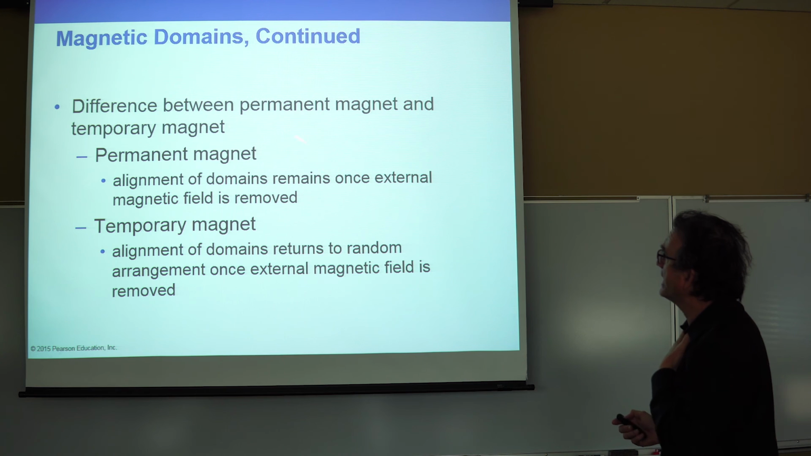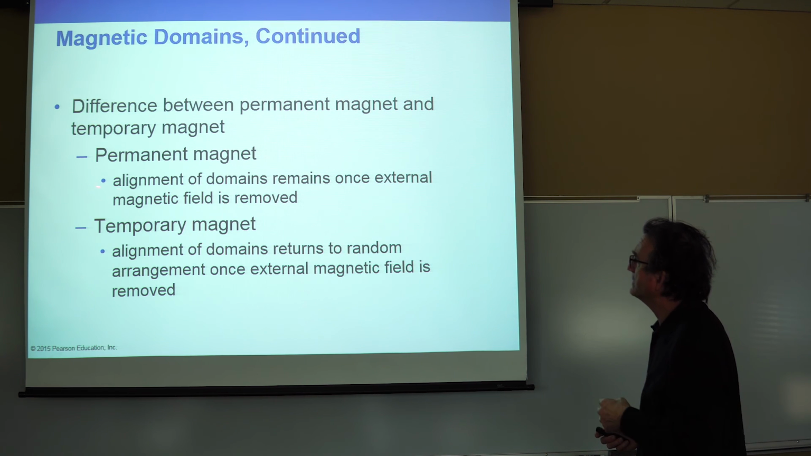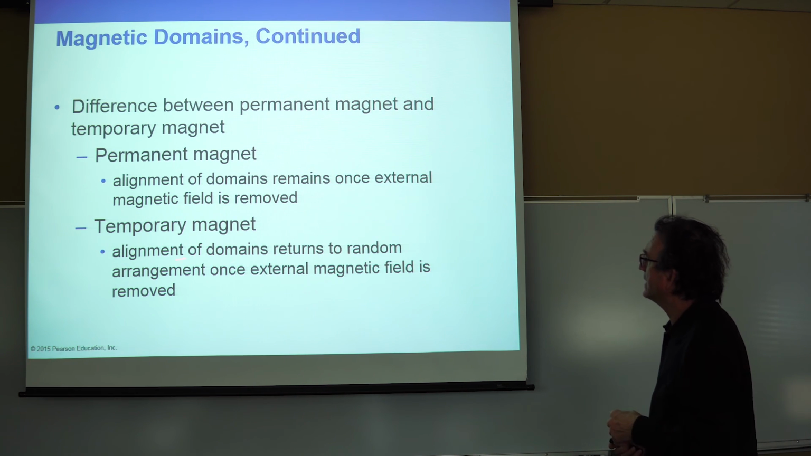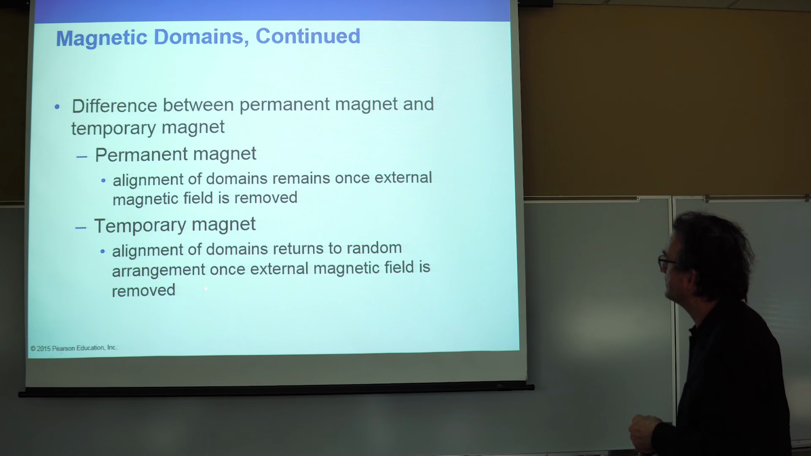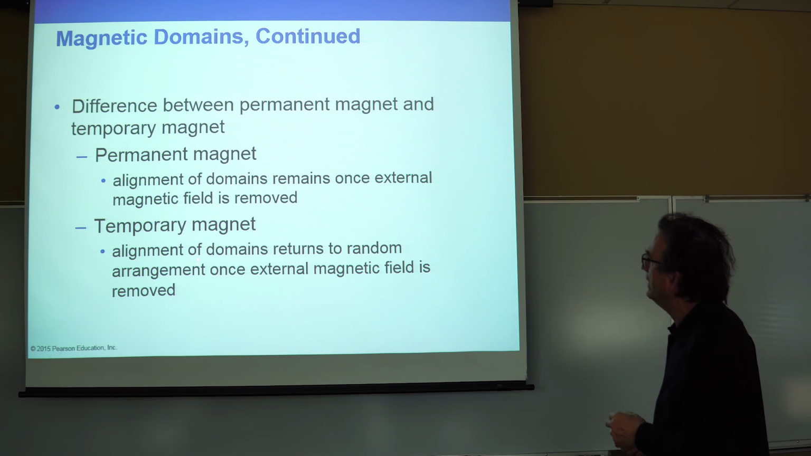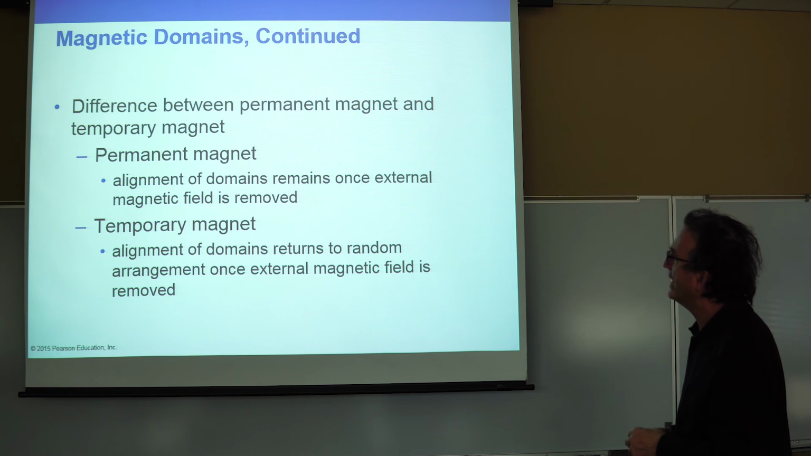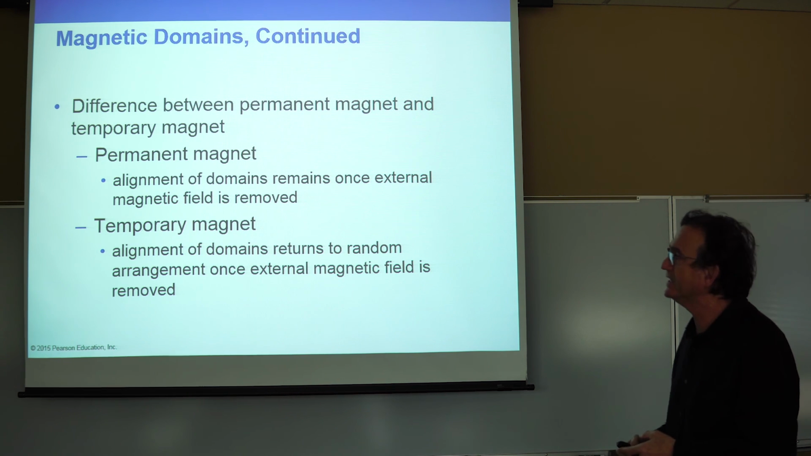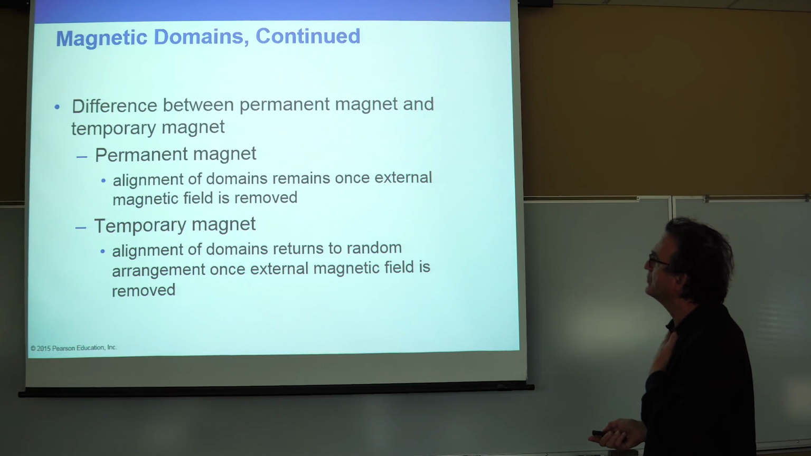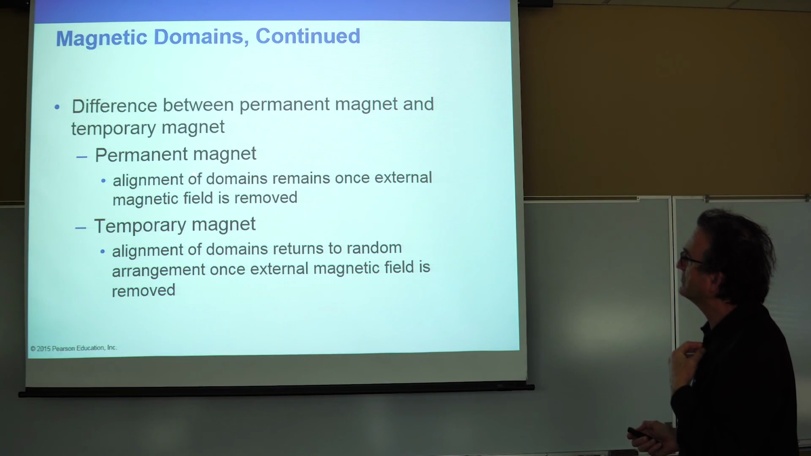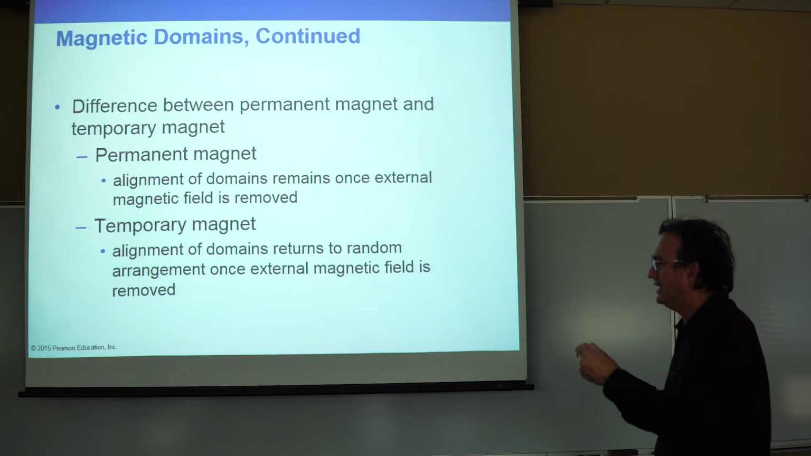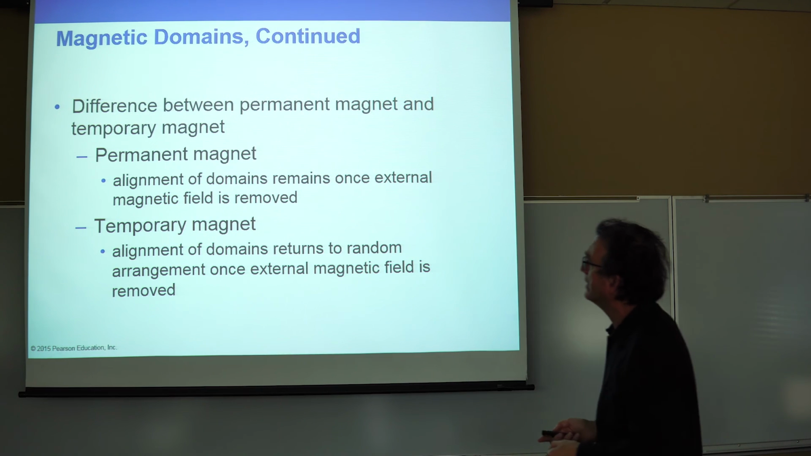There are differences between a permanent magnet and a temporary magnet. In a permanent magnet, the alignment of domains remains once the external field is removed. In a temporary magnet, the alignment of domains returns to their random arrangement once the external magnetic field is removed. And what we find is that in order to create this permanent magnet, we have to add an alloy to the iron so that it is not just a pure piece of iron element, but we add other elements that help keep all of the domains aligned, so that once you remove the magnetic field, the magnet still has a very, very strong effect.